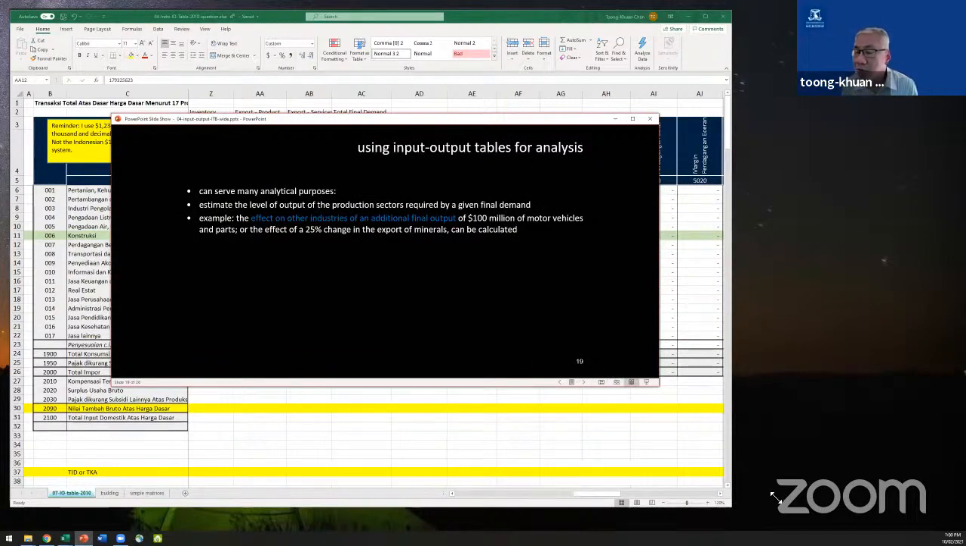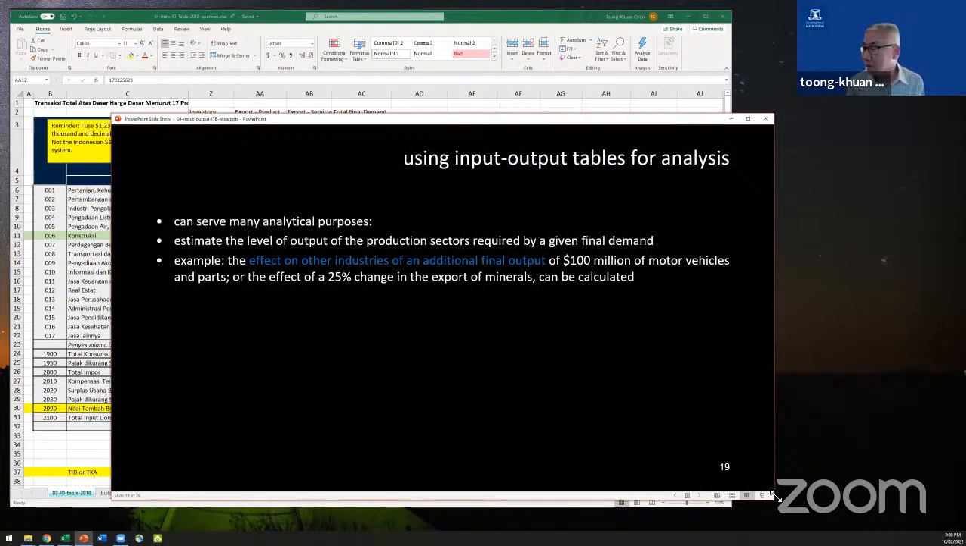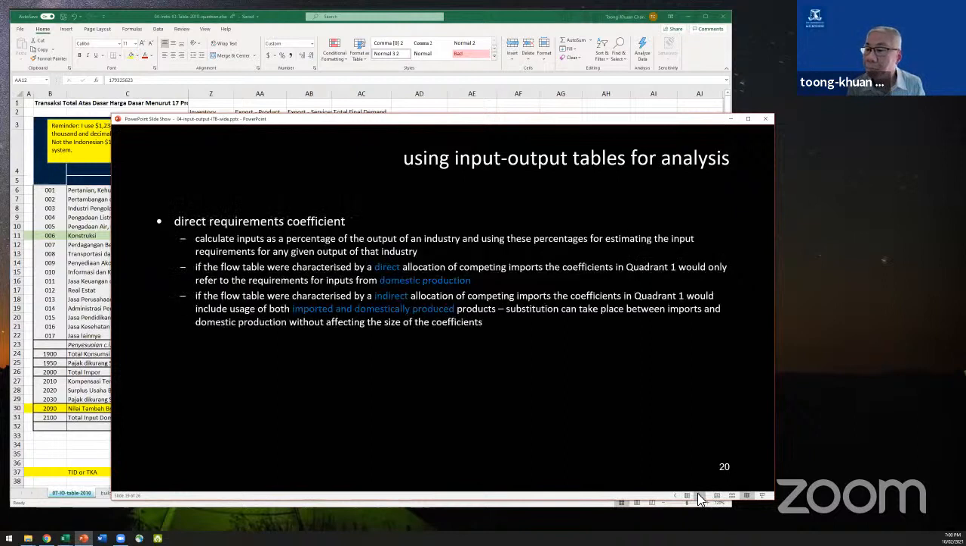I can enlarge this. So input-output tables, after having gone through this very simple exercise with me, we can say that input-output tables can serve many analytical purposes. It estimates the level of output of production sectors required by a given final demand. So we can very easily, like I've shown you, 100 rupiah of additional final demand. You can work out how much we need to buy from manufacturing, how much we need to buy from other sectors of your Indonesian industry.